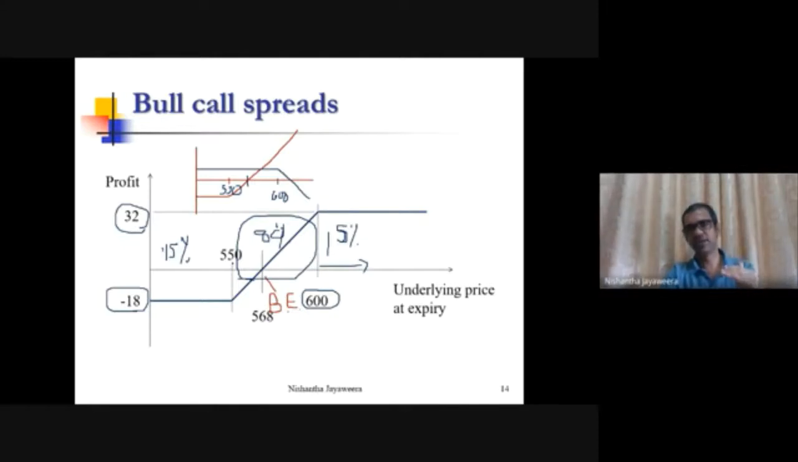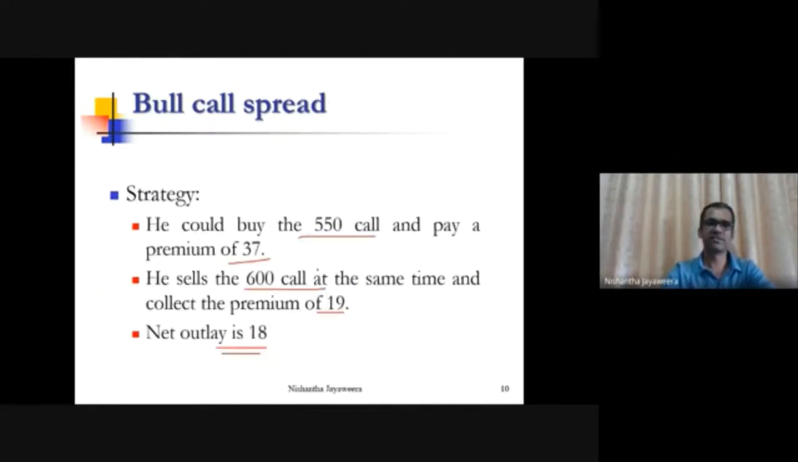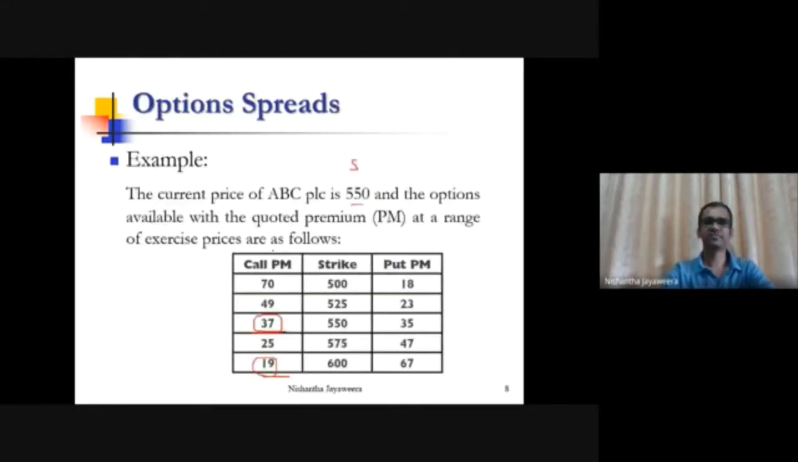A lower strike call has a higher premium, so you have to pay a high premium here. But when you sell a call option at a higher strike, you will collect a small premium. That is reflected even in this table. When the strike price increases, you can see the call premiums decrease.